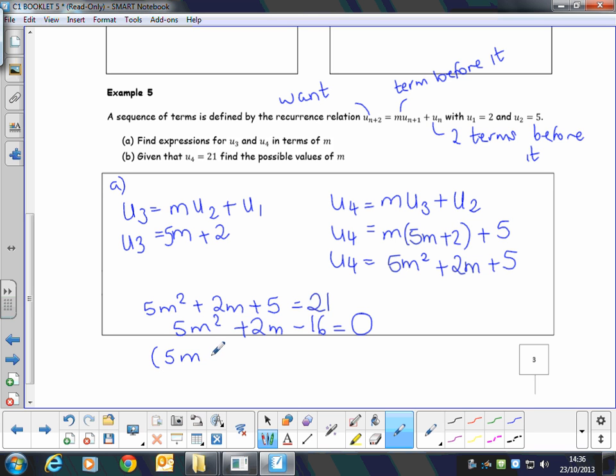So this factorizes to (5M minus 8)(M plus 2). So either this bracket is 0 or this bracket is 0. If this bracket is 0, we've got 5M minus 8 is equal to 0. So M is equal to 8 over 5. Or if this bracket is equal to 0, we've got M is equal to minus 2.